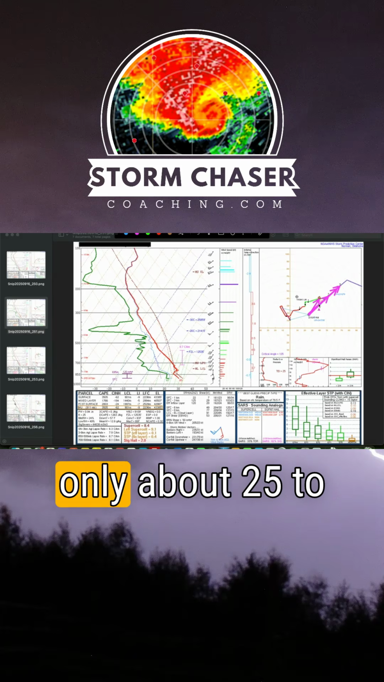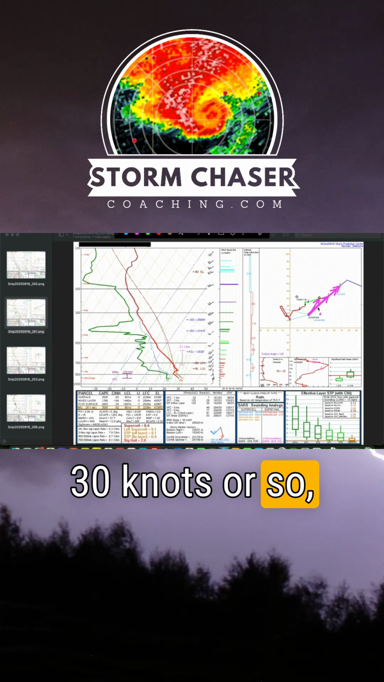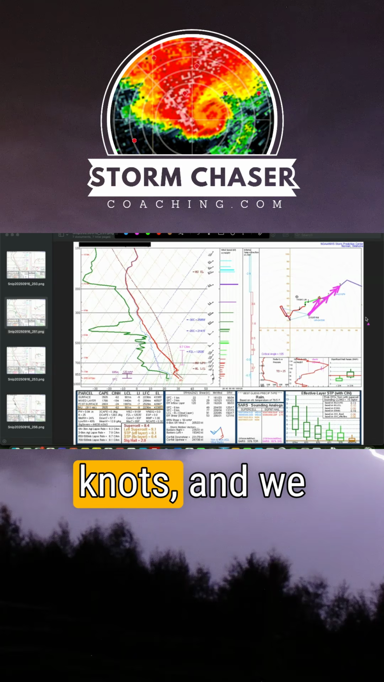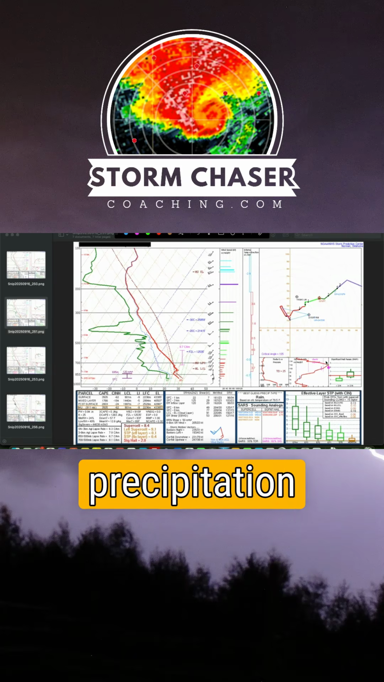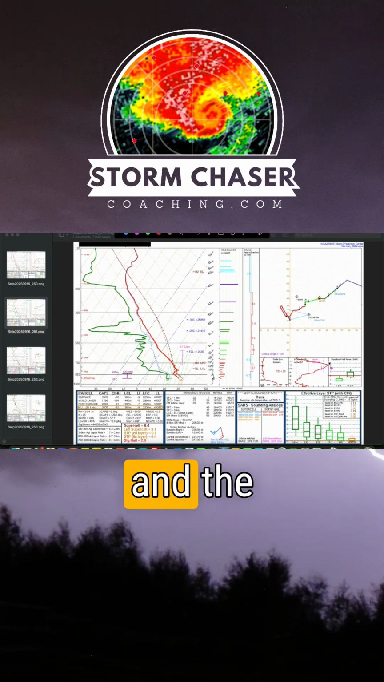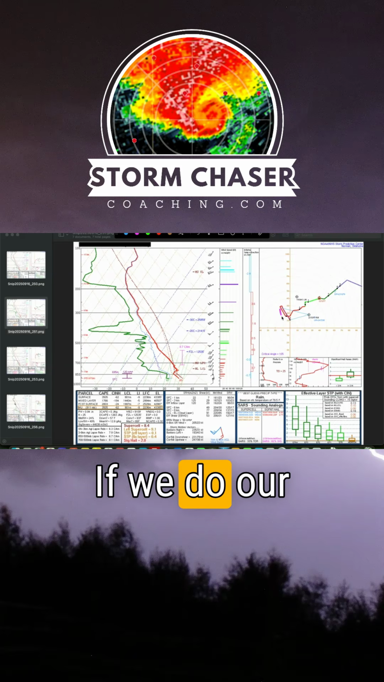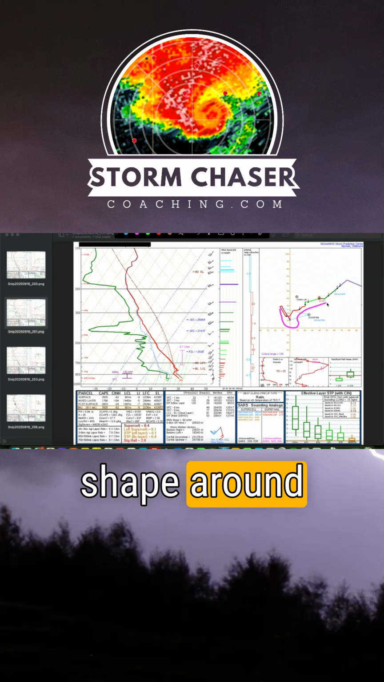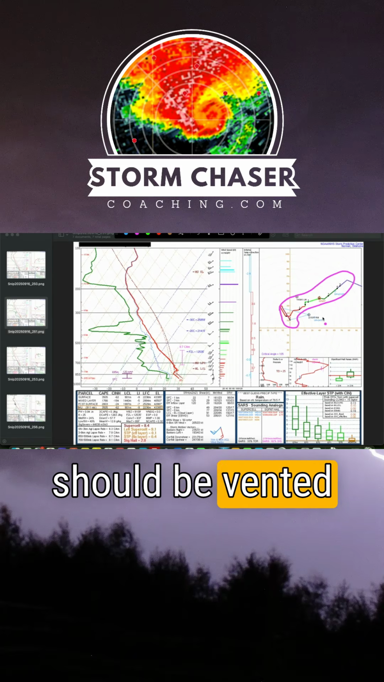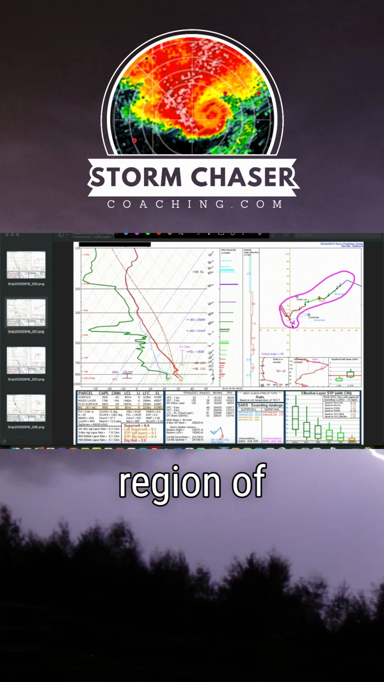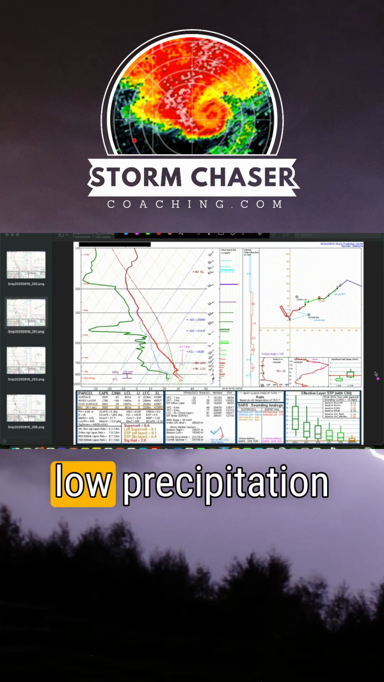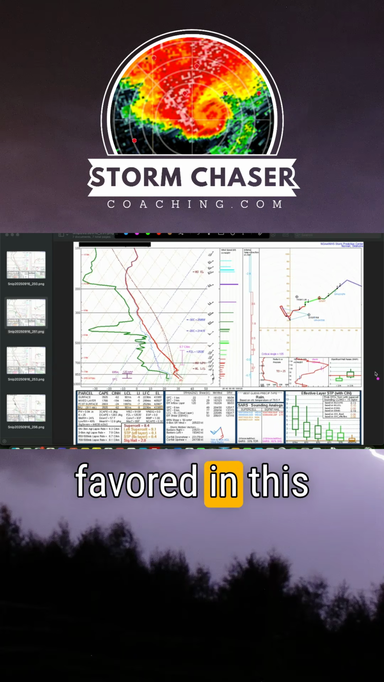That 6 kilometer vector, only about 25 to 30 knots or so, but above that, a deep layer of storm relative winds in excess of 40 knots. And we shouldn't have any issues with precipitation being shunted ahead of the storm motion and the mesocyclone region of the storm. If we do our technique drawing in the supercell shape around the hodograph, you'll see that all that precipitation should be vented well away from the mesocyclone region of the storm. So our wind profile certainly suggests that low precipitation supercells will be favored in this environment.